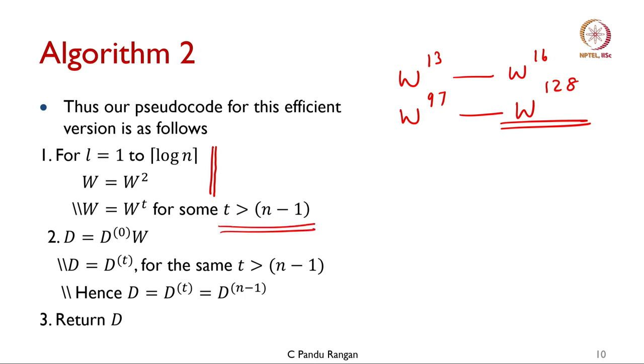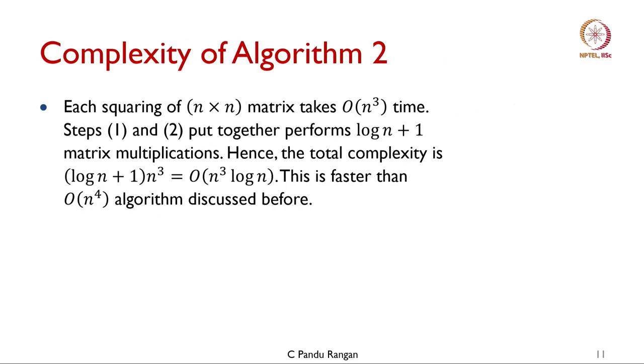Therefore, D is D0W to the power t. This is D to the power t for the same t, whatever t I found. But Dt is D(n-1), and this is what we want. Therefore, I am returning D. Very simple proof, and the complexity is also direct. Each squaring takes n cube time and you are doing only log n plus 1, at most ceil of log n. Therefore, the complexity is order n cube log n, which is better than n to the power 4.